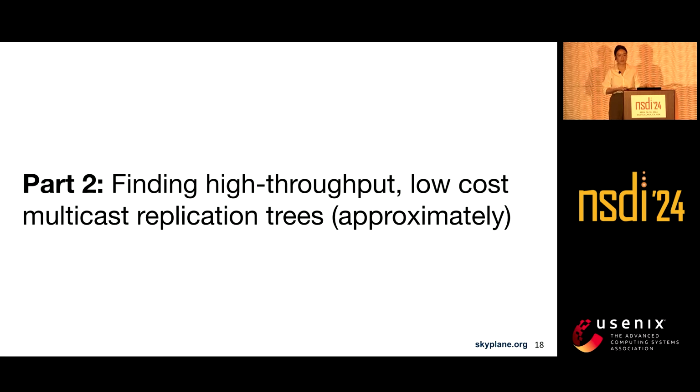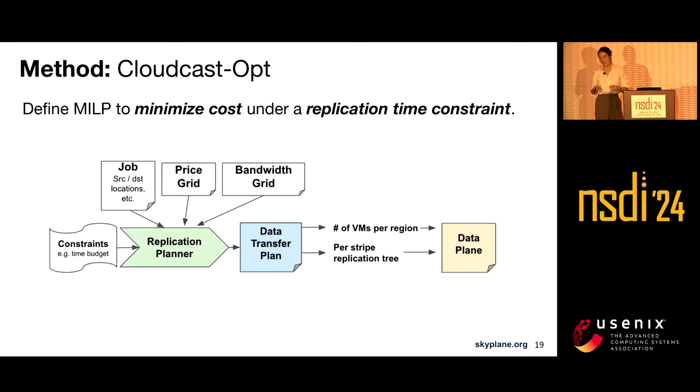So this brings me into my second part, which is basically how do we find high throughput, low cost multicast replication trees approximately, since it takes a very long time to find them perfectly. So our method is basically the Cloudcast optimizer.